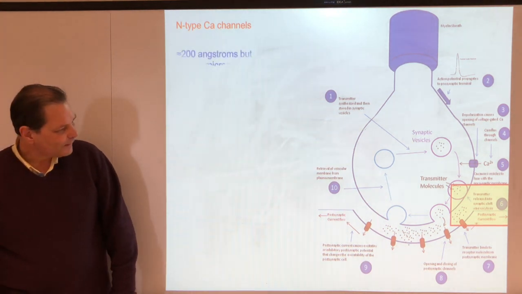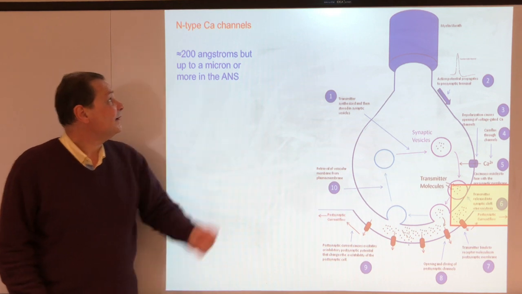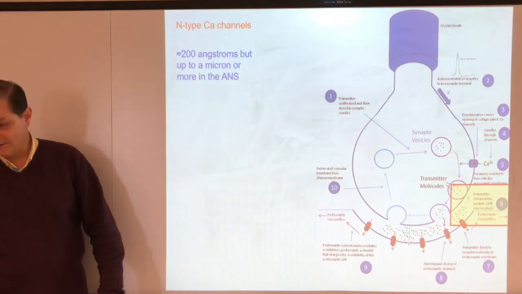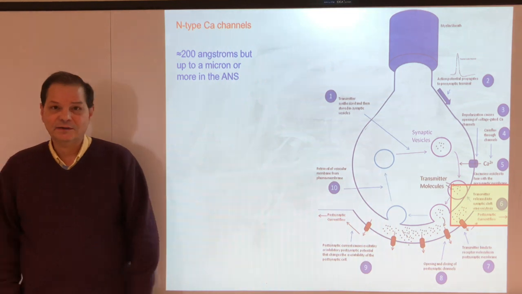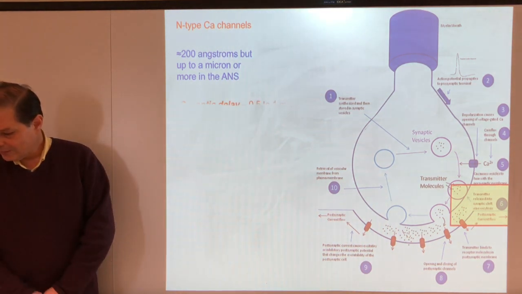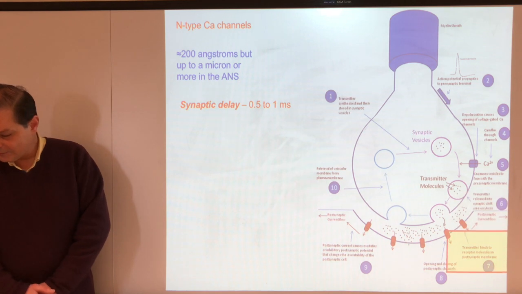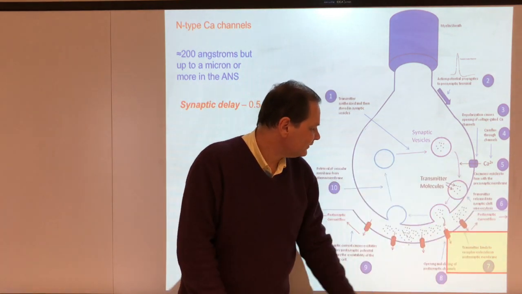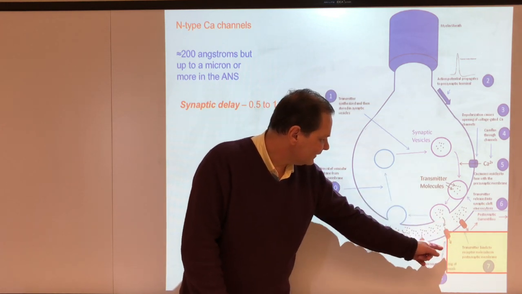The synaptic cleft is only about 200 angstroms, but it can be up to a micron or more in the autonomic nervous system, which we already covered in depth. Again, there is a synaptic delay due to the calcium channel, the delay between when the voltage arrives and the calcium channel opening. You have your neurotransmitter, which is released into the cleft.